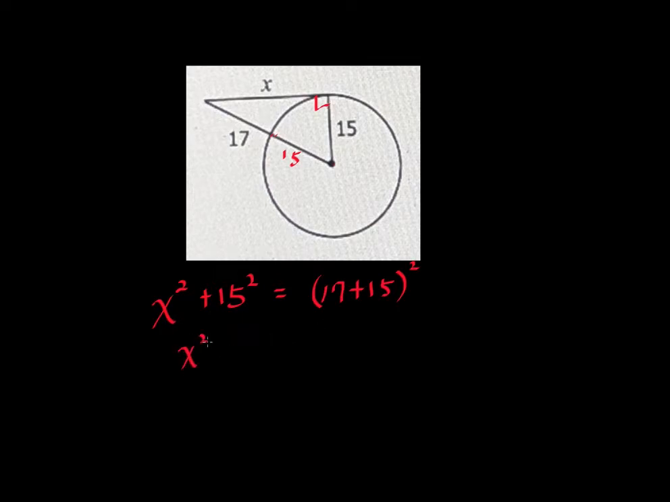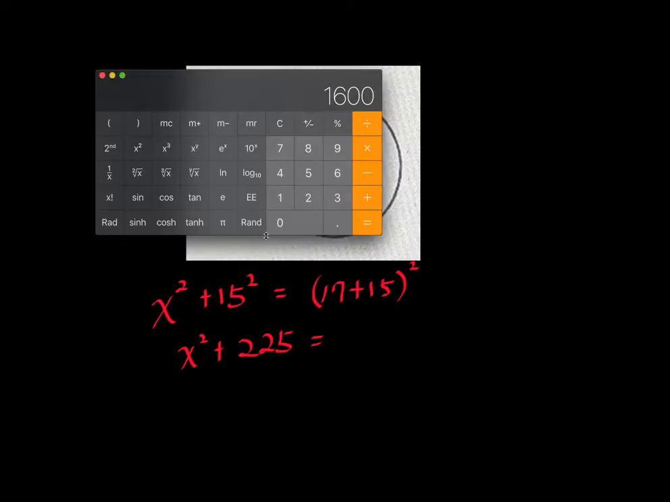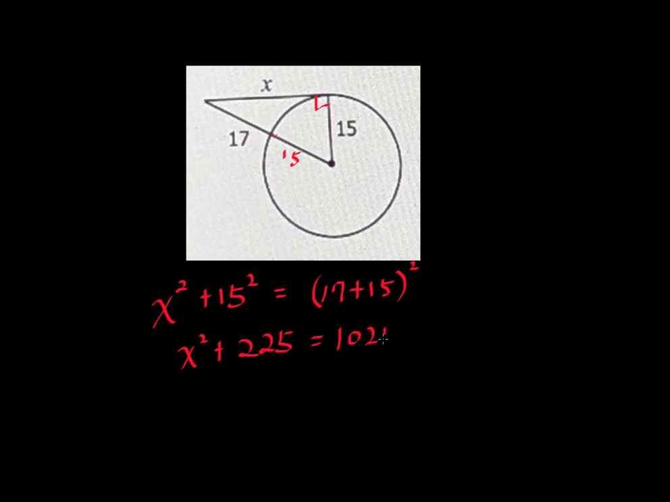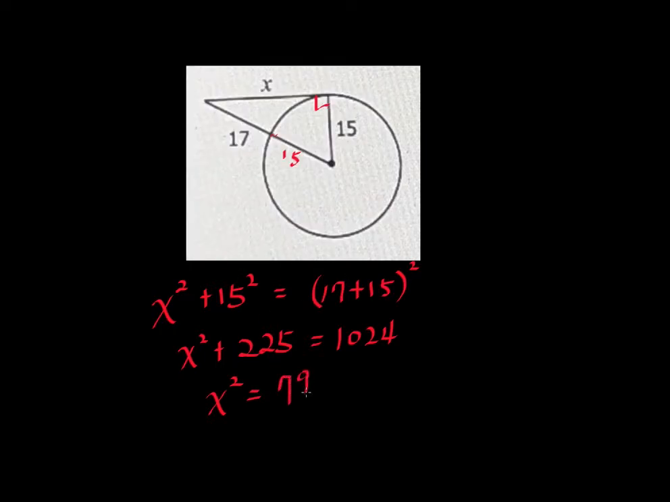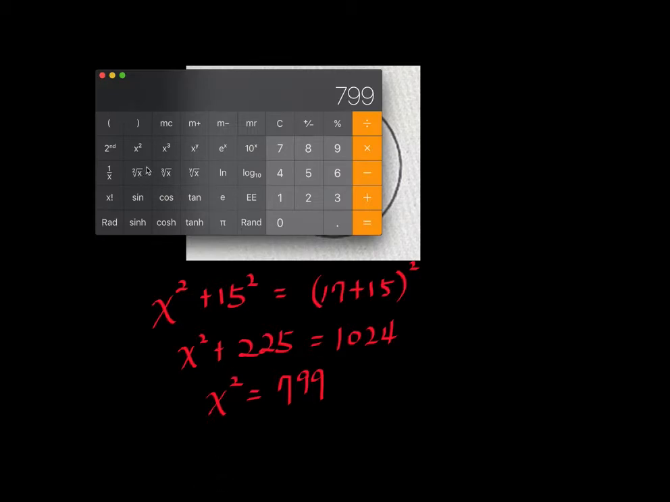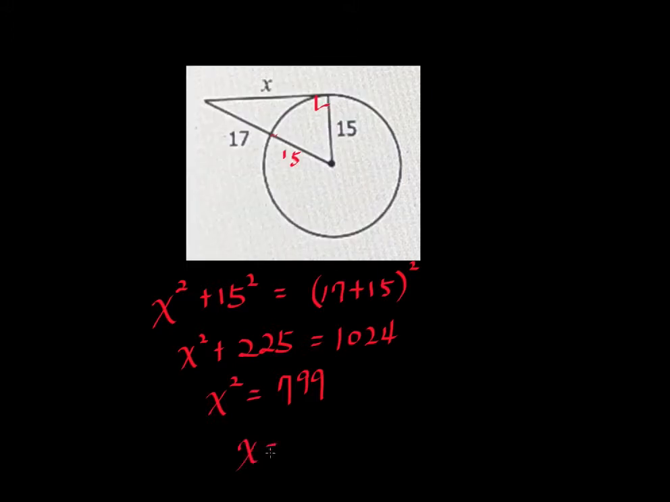Okay, so it's x squared plus 225, that's 15 squared, equals 17 plus 15, which gives us 32, and then squared, it's 1024. And then x squared is just subtract 225, so minus 225. It's 799. And all you've got to do is square root that. So it's 28 point, let's see, 3. Let's round it like that. So x is 28.3. There you go.